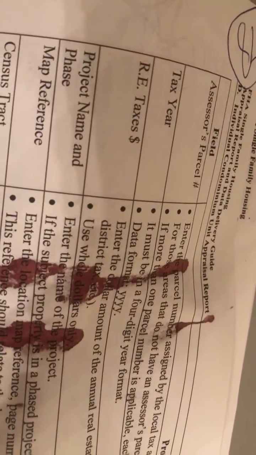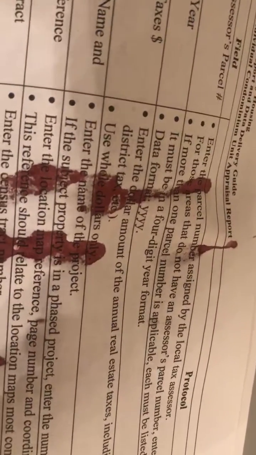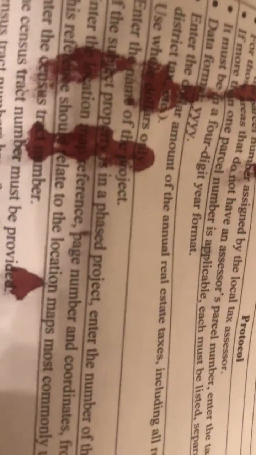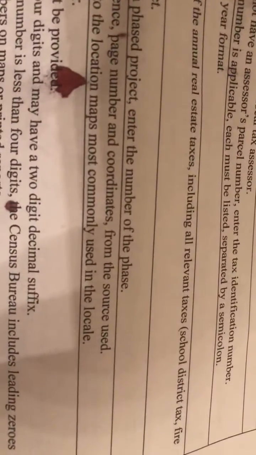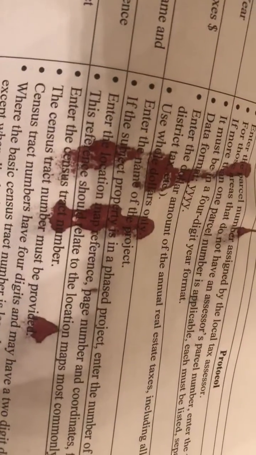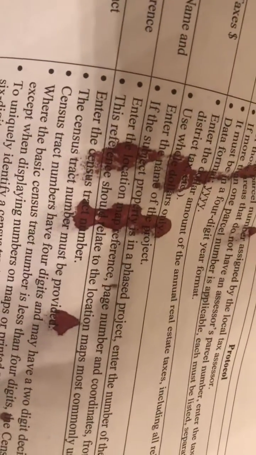Field: tax year. Protocol: it must be in a 4-digit year format. Data format YYYY. Field: R.E. taxes $. Protocol: enter the dollar amount of the annual real estate taxes, including all relevant taxes, school district tax, fire district tax, etc. Use whole dollars only.